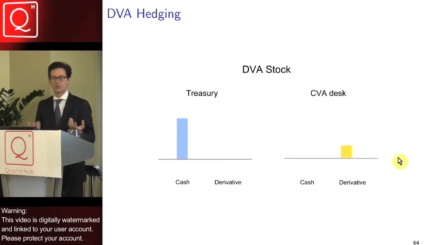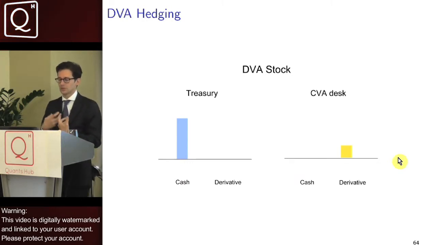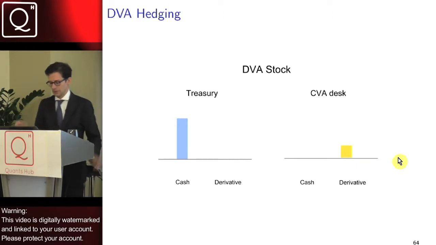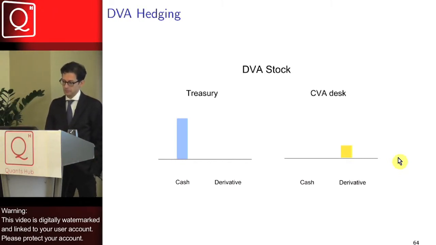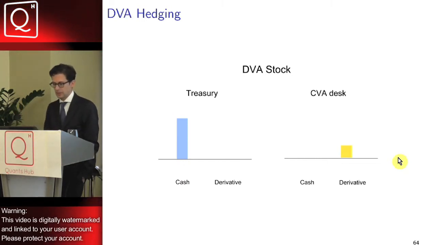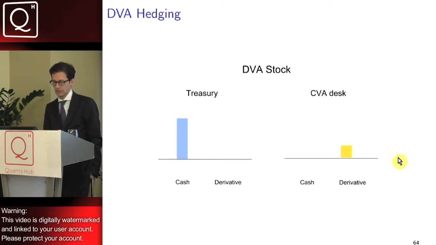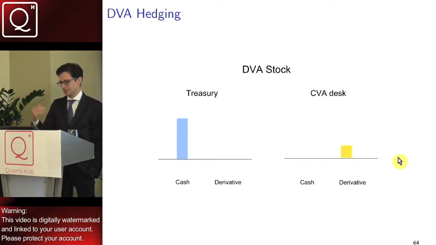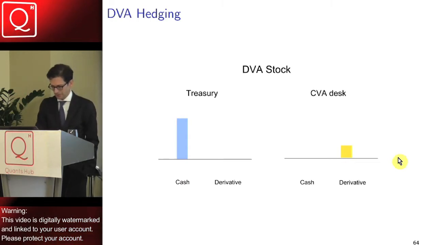So there's a kind of DVA stock in a bank where the treasury holds most of it, which is the cash DVA that is linked to the funding exercise, to the leverage exercise, access to funding liquidity: paying DVA to receive money up front in exchange for a credit risky bond obligation. On the other hand, the CVA desk is not really involved in this type of leverage exercise, but it will hold, together with the CVA, a stock of derivative DVA, which is the counterpart, the other side of the counterparty risk seen by counterparties.